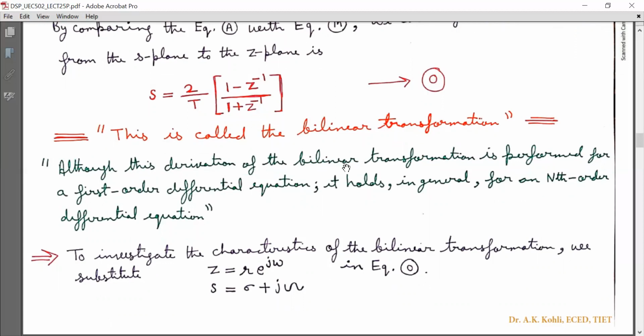For that, we need to substitute z equal to r e raised to j small omega. Here small omega is the angular frequency in the discrete domain. And s is equal to sigma plus j capital omega, where capital omega is the angular frequency in the continuous time domain. And we will substitute these in equation O, because that was used for mapping from the S plane to the Z plane. So we will substitute the values of z and s in equation O.